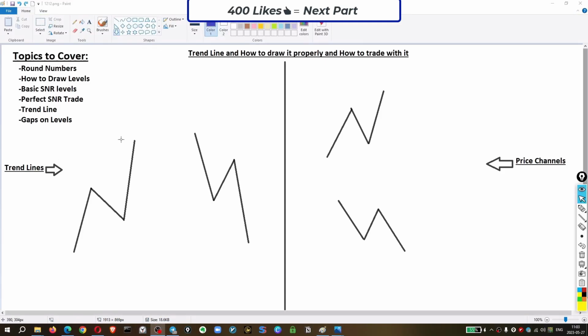Okay, in order to draw the perfect trend line, we need 2 points, okay? So this is the first point, this is the second point, okay? So we can draw the trend line. Let's draw it.